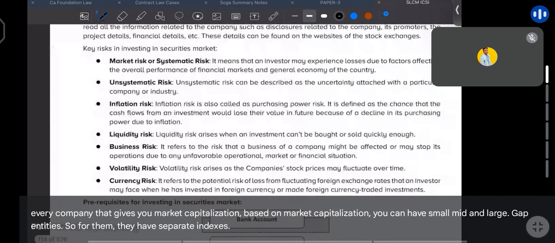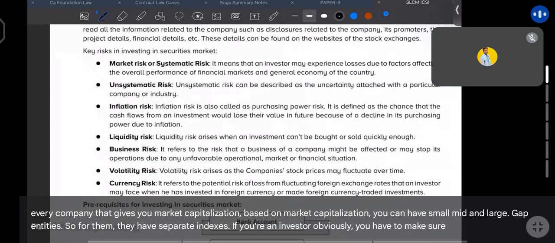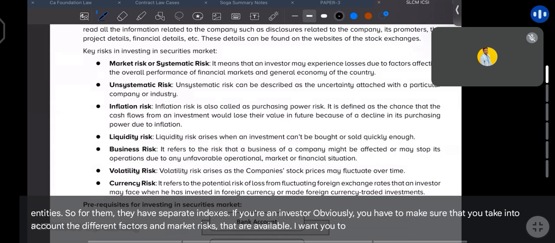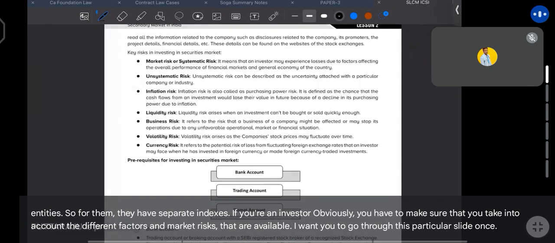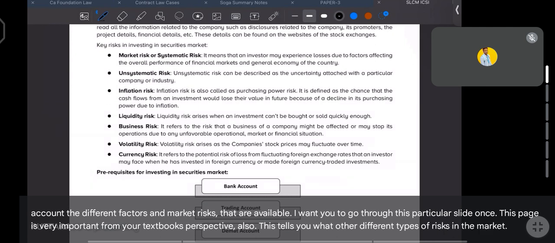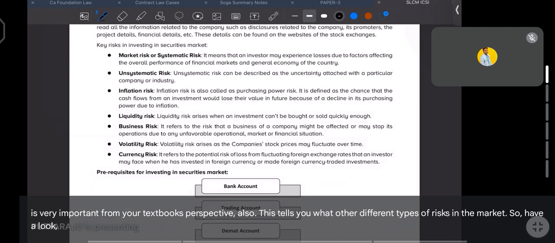If you're an investor, obviously you have to make sure that you take into account the different factors and market risks that are available. I want you to go through this particular slide once. This page is very important from your textbook's perspective also. This tells you what the different types of risks in the market are, so have a look.